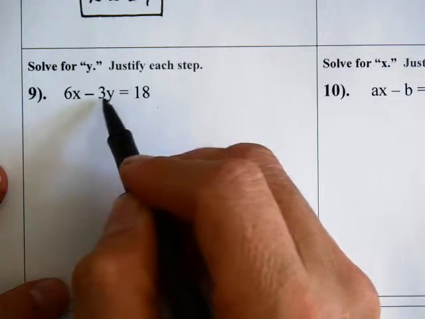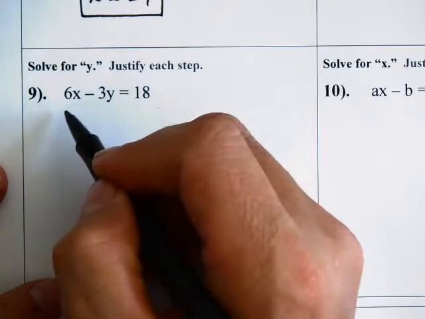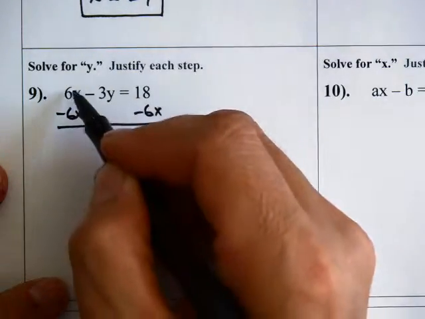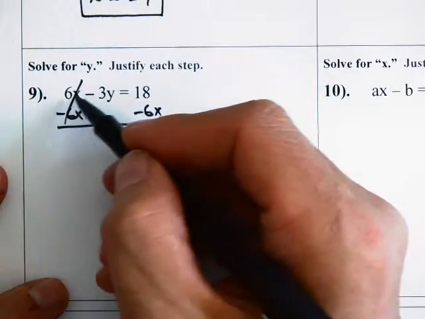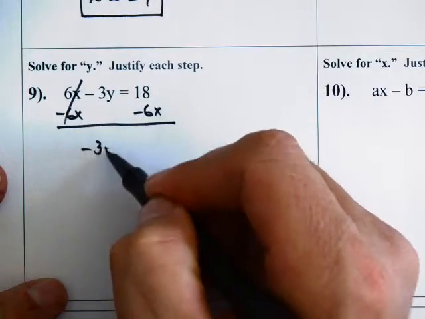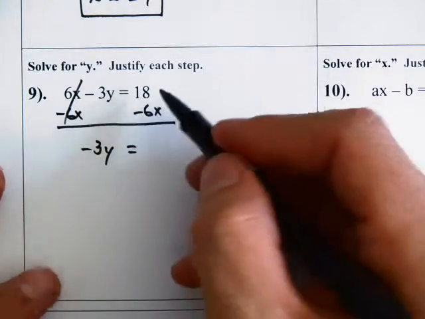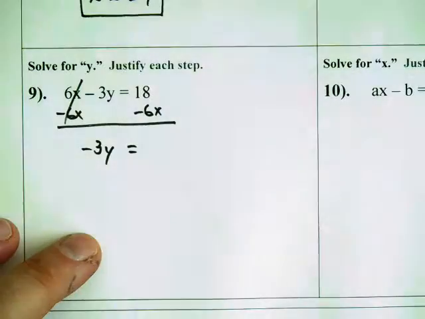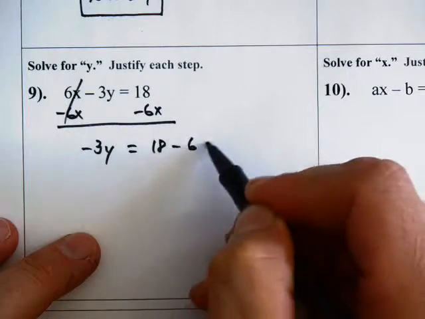Notice the 3 and the y are very intimately connected, and so that makes 6x the tag along. We always subtract the tag along away. Okay, so these go away because 6x minus 6x is 0. 6 of anything minus 6 of that same thing is always 0. What's left over here on the left is negative 3y, and on the right, these are not like terms. You cannot combine the 18 and the 6 in any way because they are not like terms. So I just write down what I see, 18 minus 6x.